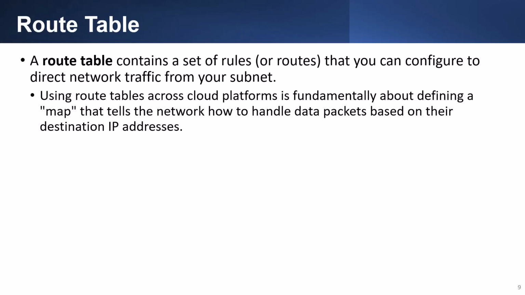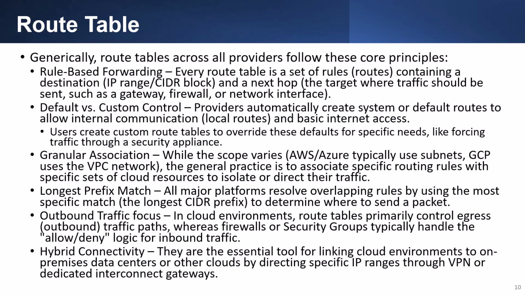A route table contains a set of rules, or routes, that you can configure to direct network traffic from your subnet. Using route tables across cloud platforms is fundamentally about defining a map that tells the network how to handle data packets based on their destination IP addresses. Generically, route tables across all providers follow these core principles. Rule-based forwarding. Every route table is a set of rules, or routes, containing a destination IP range in CIDR blocks and a next hop, which is the target where traffic should be sent, such as a gateway, firewall, or network interface.